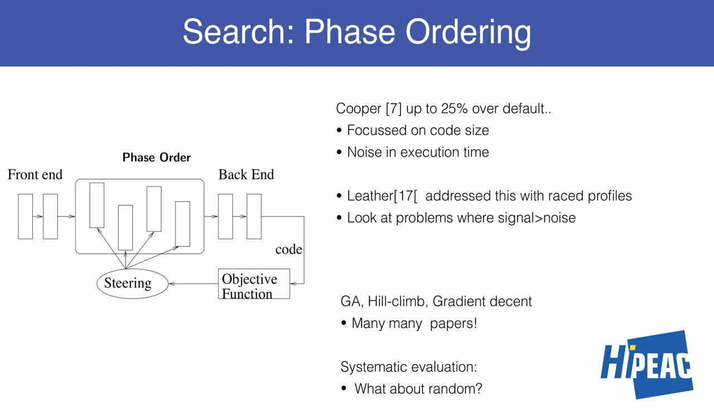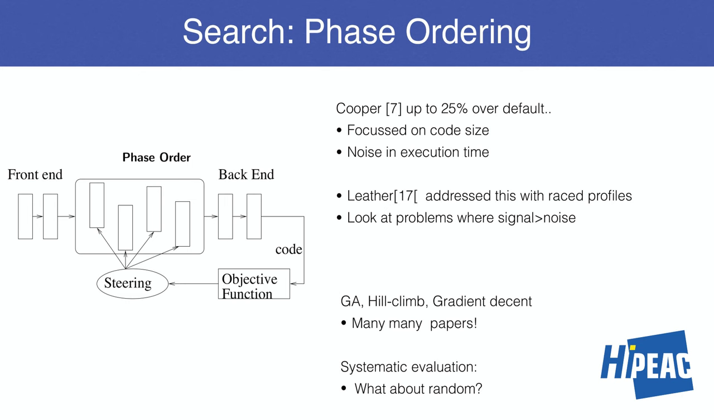More problematically, he looked at lots of algorithms: GAs, hill climbing, gradient descent, and you know, our community loved that. Oh, I could take this data, I can run my new algorithm, and we have thousands of small algorithms getting tiny, tiny improvements over the other guy. But we were lacking a systematic evaluation. What was the space like?